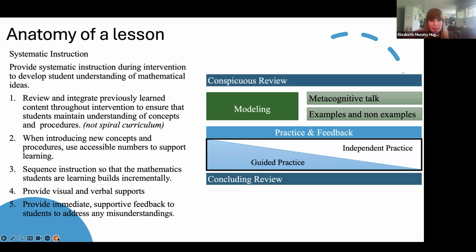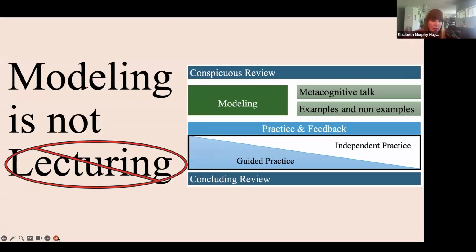If you're using manipulatives and algebra tiles, you'd be modeling how to do that. You'd be using that metacognitive talk to talk through what you're doing and why you're doing it. One thing I want to really emphasize here is that modeling is not lecturing. It's not just talking at students, telling students what to do, and then having them do it. Modeling is really a discussion.